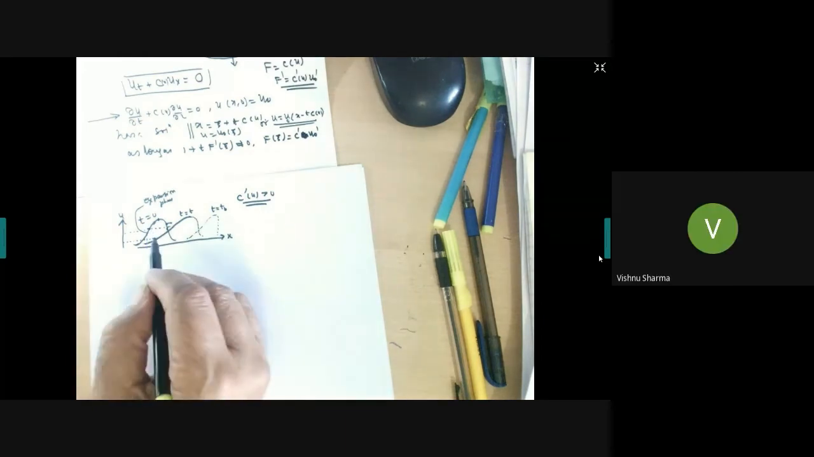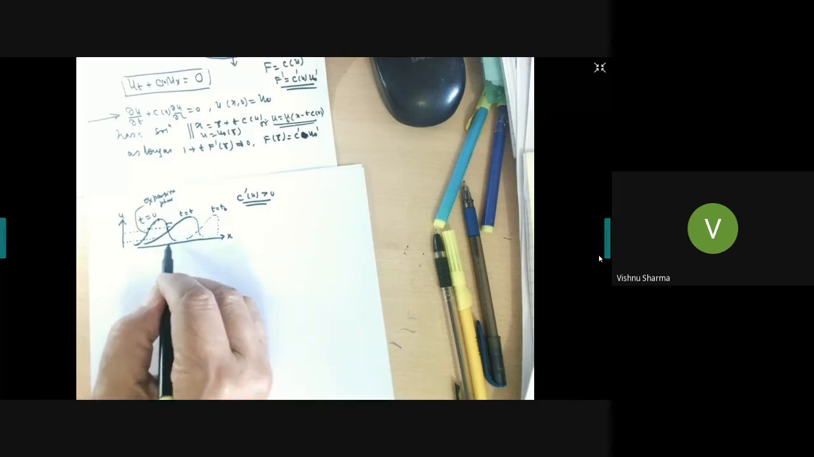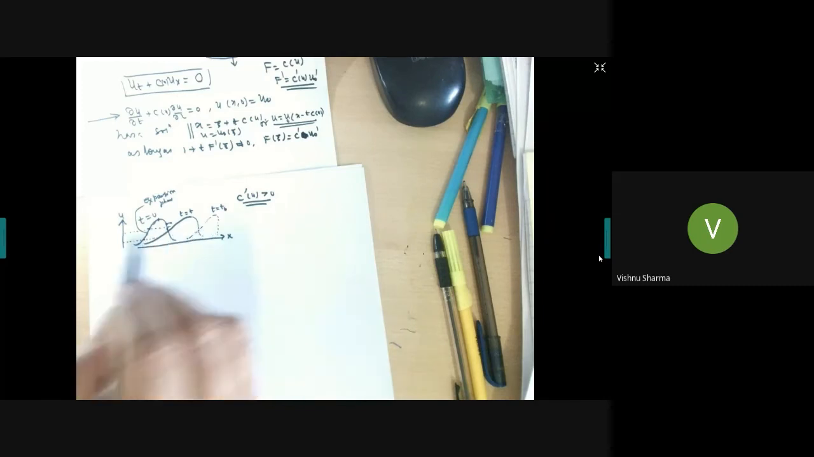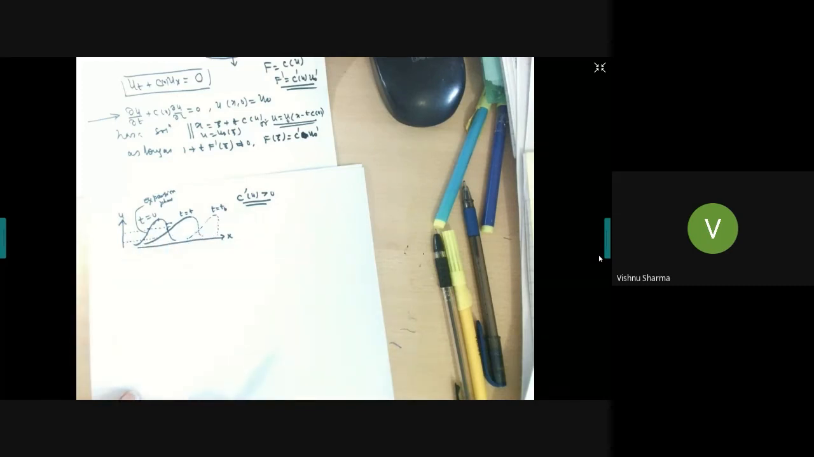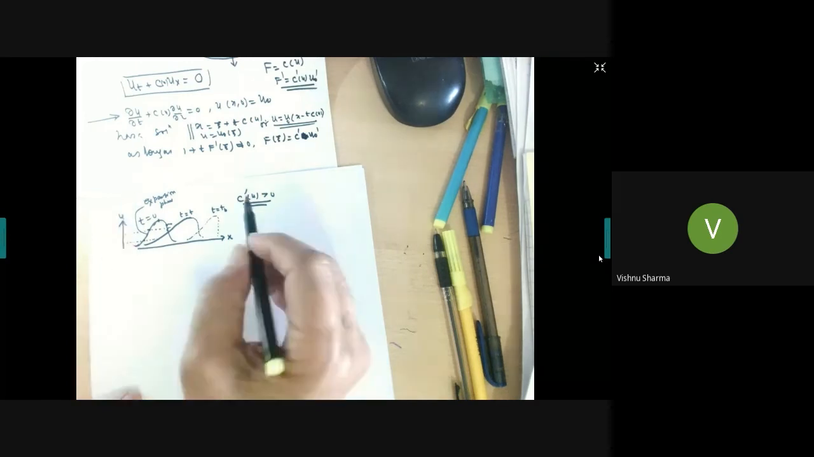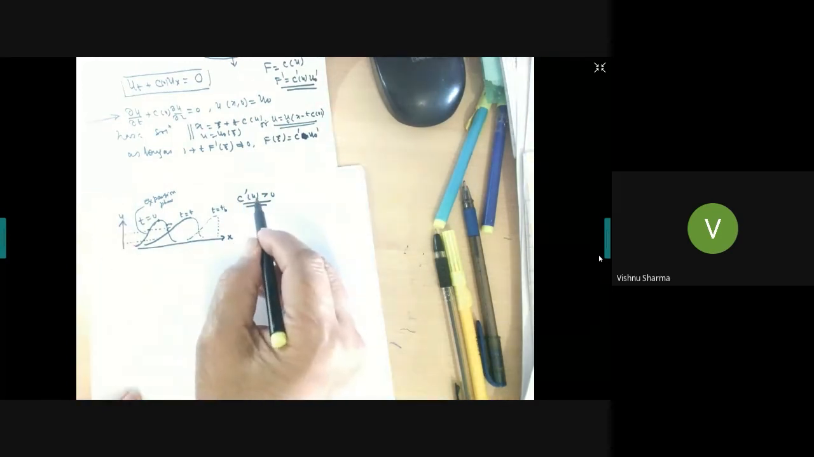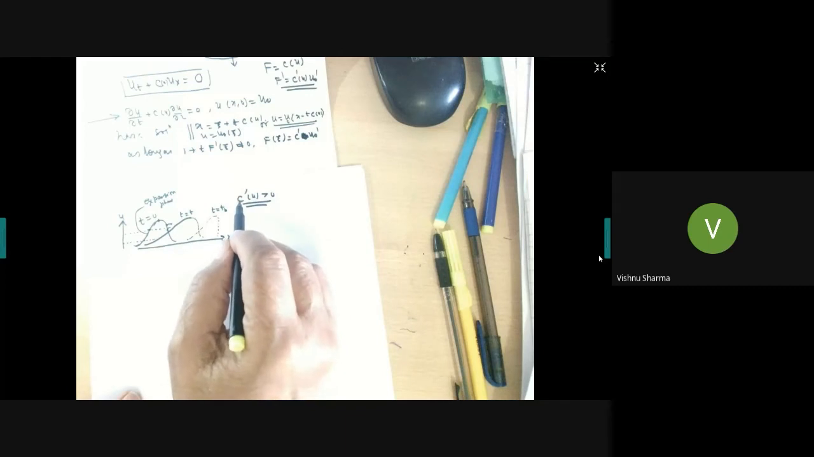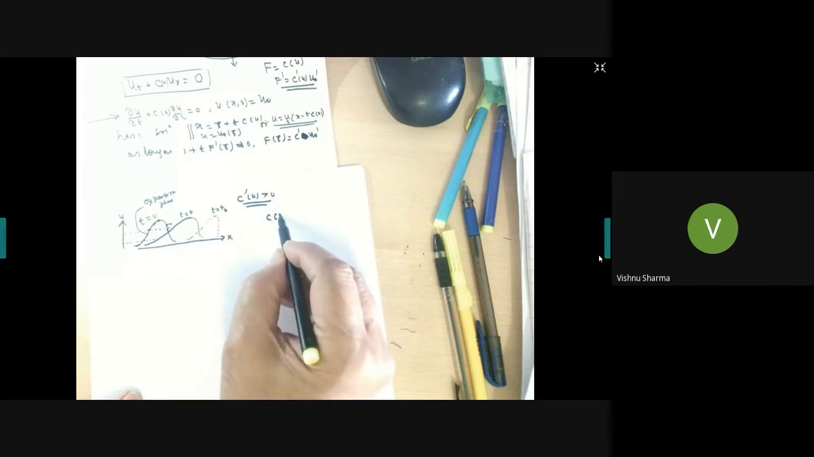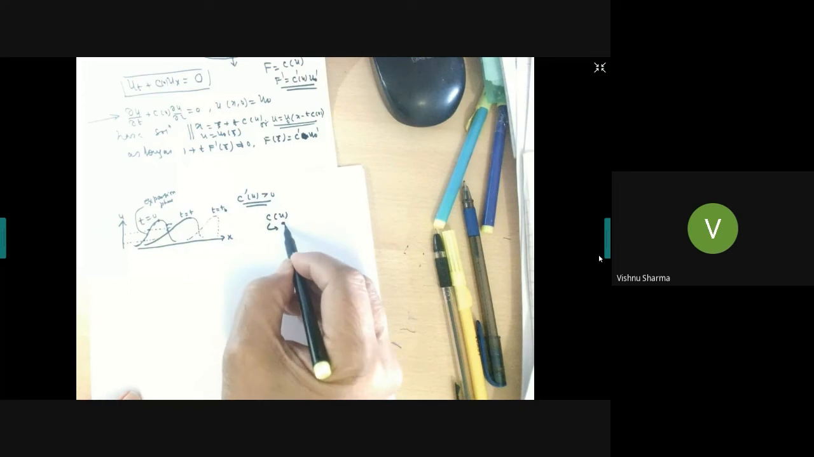So you see, the profile undergoes distortion during the course of propagation, unlike the linear case where there was no distortion at all. And why does it happen? Because of the dependence of C on u. This dependence of C on u is called genuine nonlinearity.